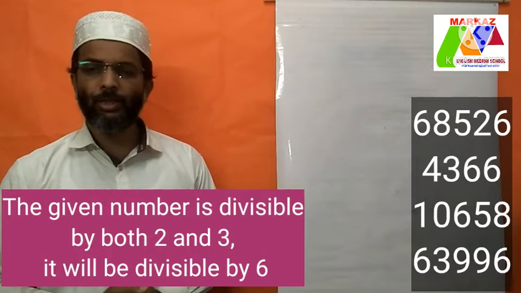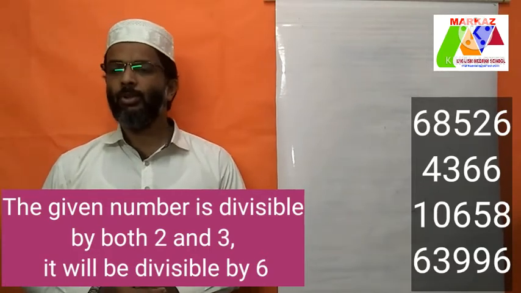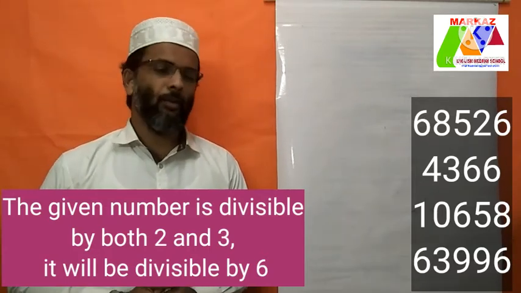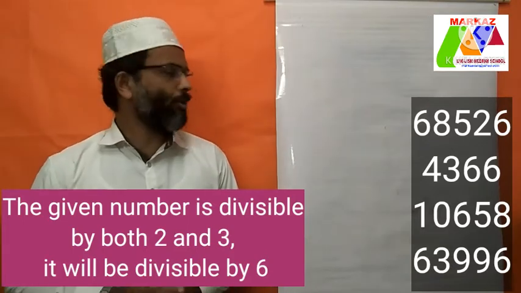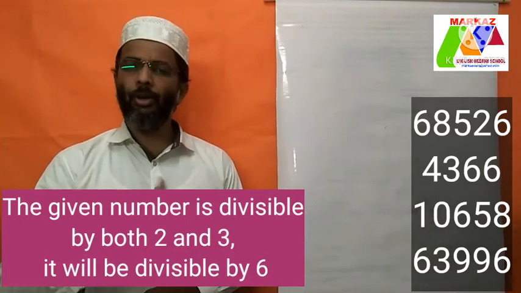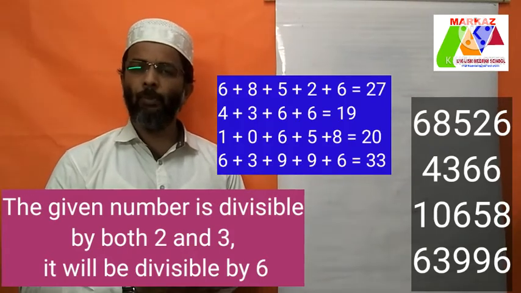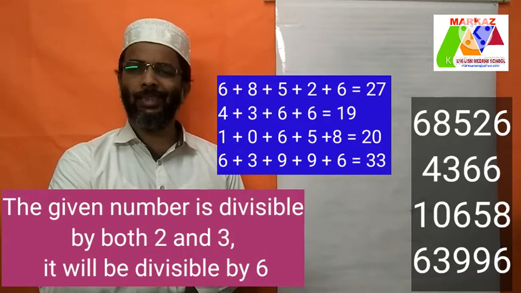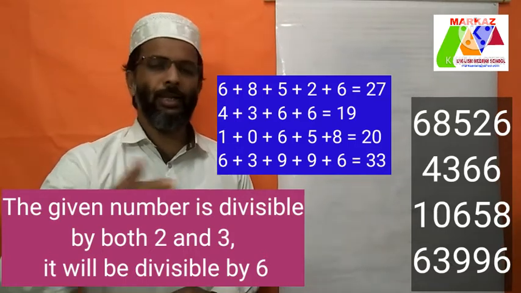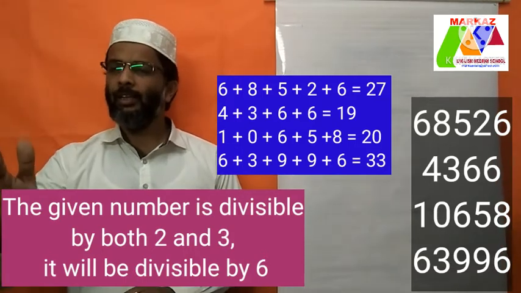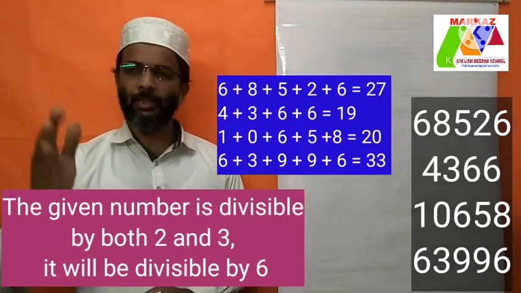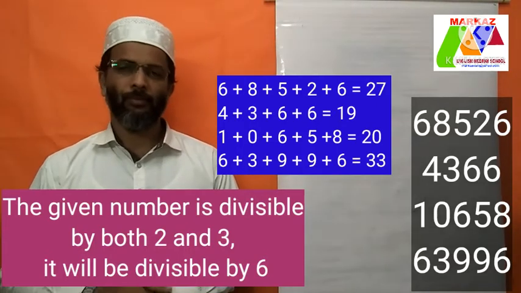All given numbers are even numbers, so all are divisible by 2. How to check whether it is divisible by 3? Add the digits. 6 plus 8 plus 5 plus 2 plus 6 is equal to 27. Yes, it is divisible by 3.